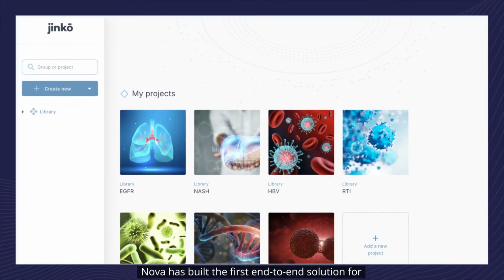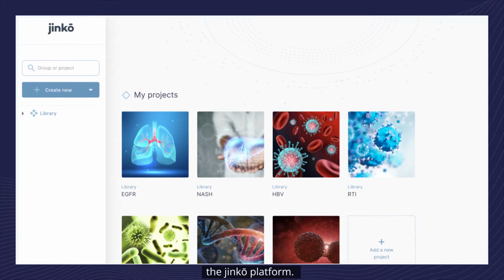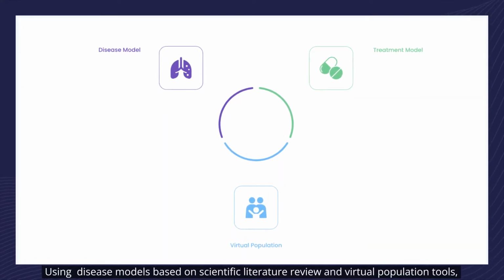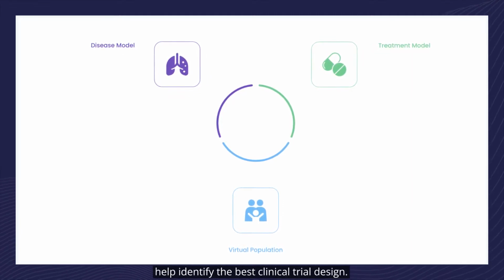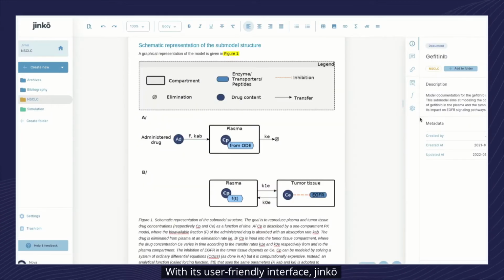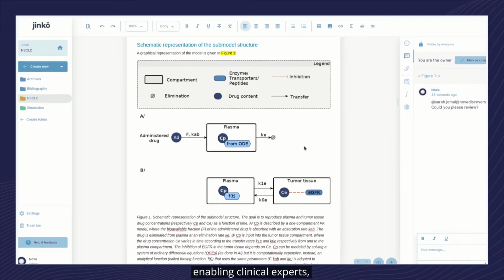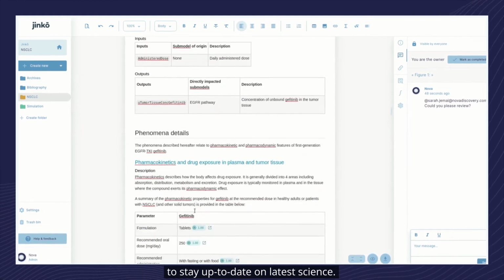Nova has built the first end-to-end solution for clinical trial simulation, the jinkō platform. Using disease models based on scientific literature review and virtual population tools, you can run multiple simulations to help identify the best clinical trial design. With its user-friendly interface, jinkō offers unmatched collaborative features enabling clinical experts, pharmacologists, and other R&D functions to stay up to date on latest science.